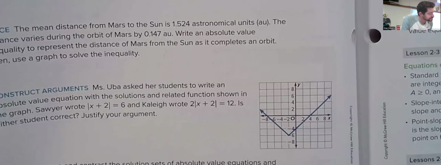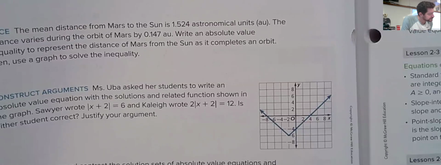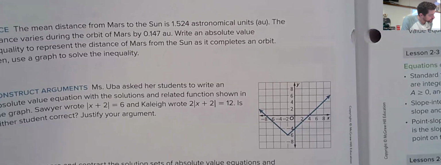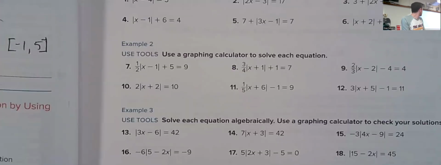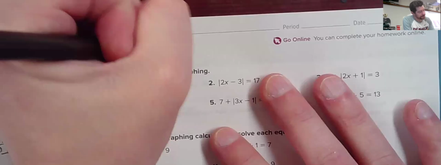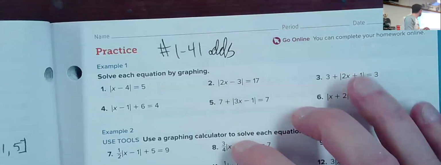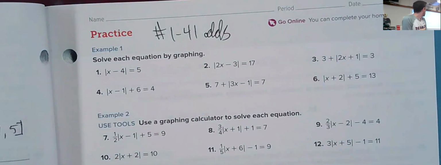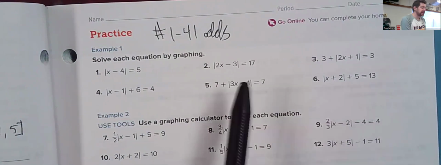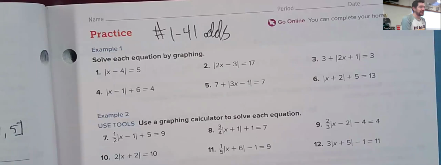We're going to do 1 through 41 odds. Now, as this is the last lesson in the unit, and your test is going to start next Wednesday, this will be due on Wednesday. Okay, you got some time to work on this one. So it's quite a few questions. You don't have to do a lot of graphs by hand. There are some, but not very many.